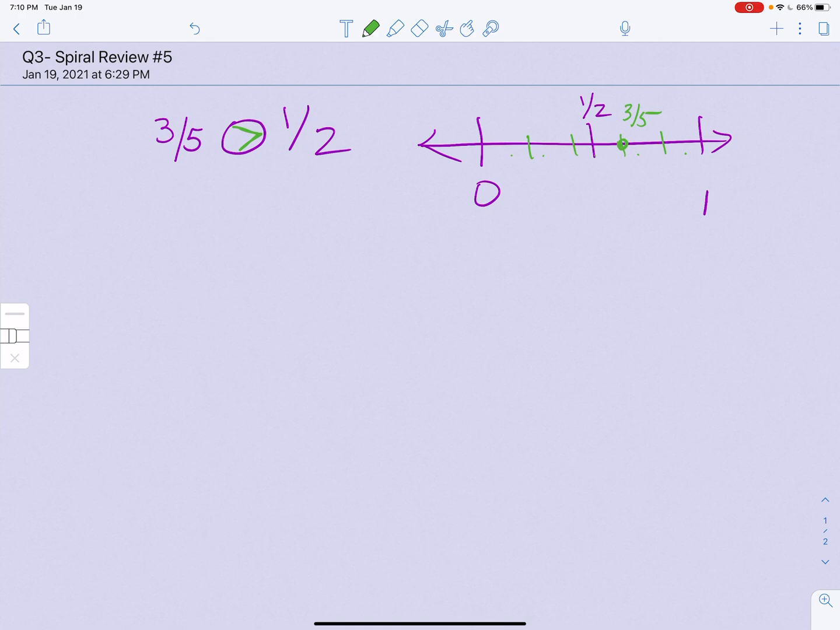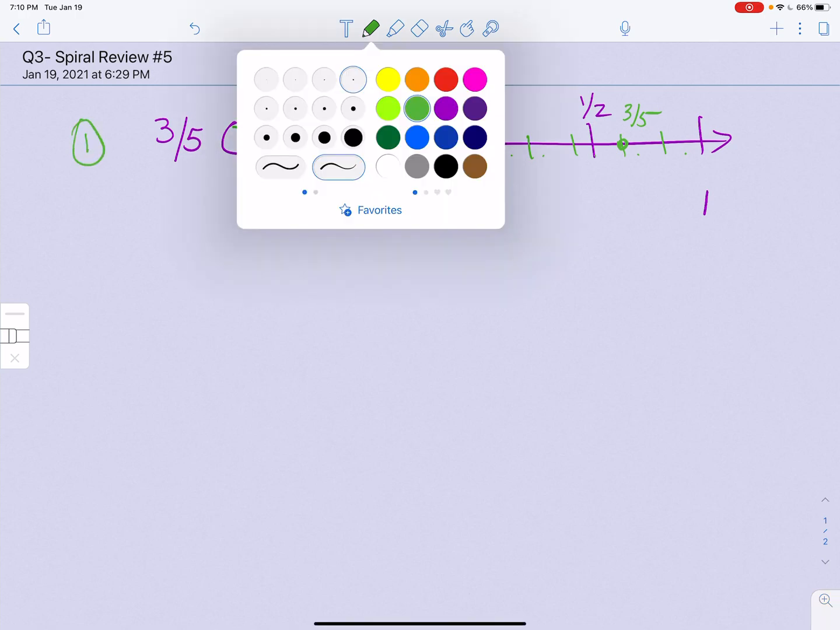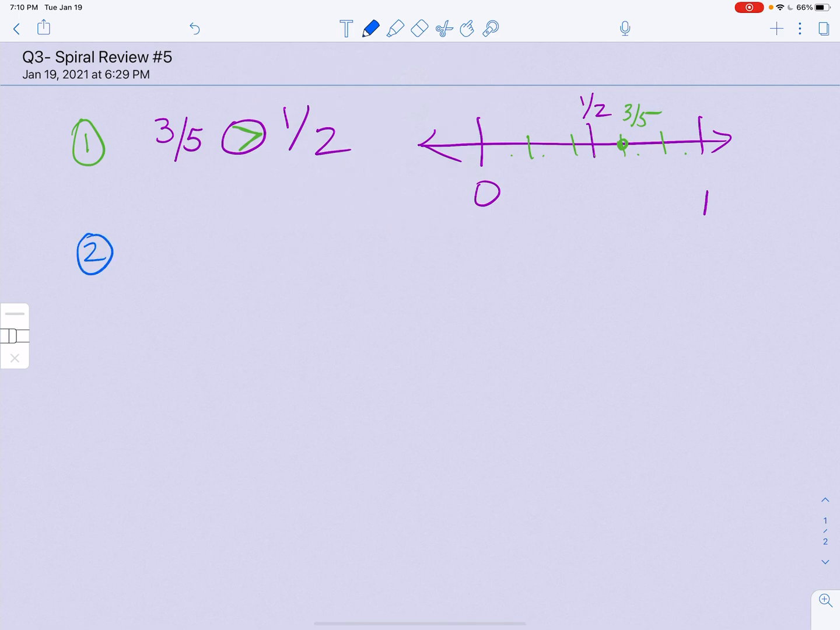Your second question, we are going to represent a temperature of 9 degrees below 0. So this is number 1. Number 2, you can type it as -9 because it is 9 degrees below 0.